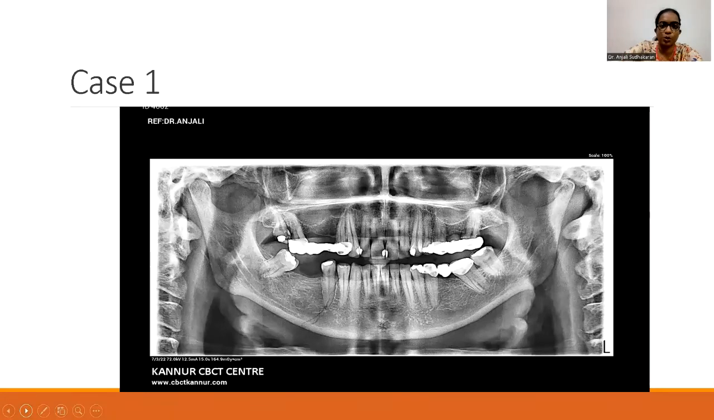So I'll show you some cases in which we see a mandible fracture. In this OPG, you can see that there is a fracture in the parasymphysis region, the body region of the mandible on the right side. This is a minimally displaced fracture.